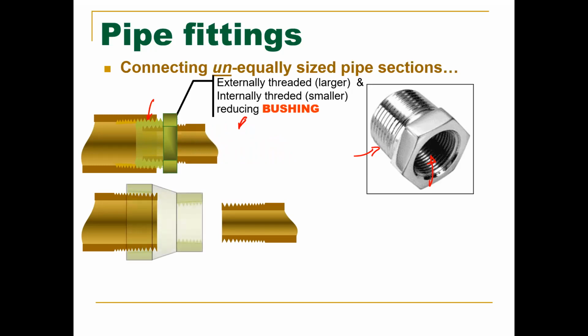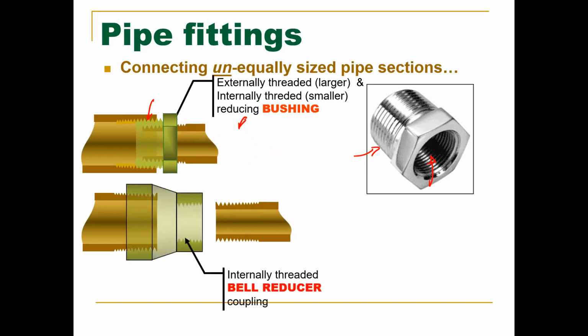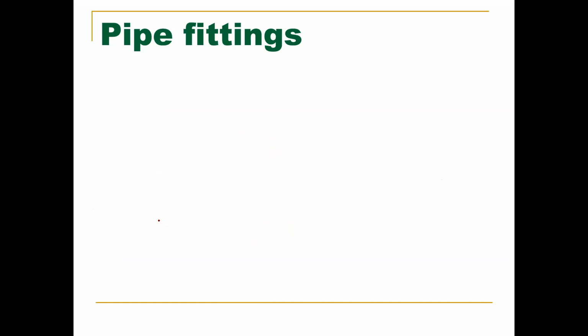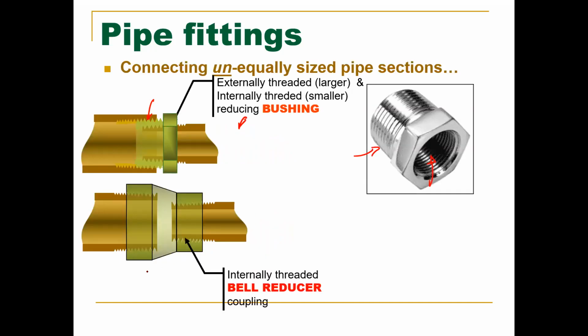Now, we go the other way. This is called a bell reducer. It doesn't have a picture. A bell reducer looks like a bell. It utilizes internal threads on both sides.